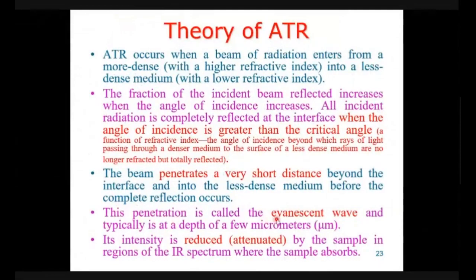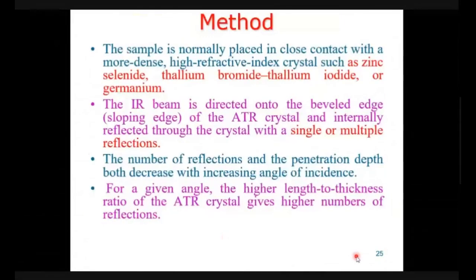This penetration is called an evanescent wave and typically is at a depth of a few micrometers. It is a very small area. Its intensity is reduced, meaning attenuated. The intensity of infrared radiation is attenuated by the sample in the regions of the IR spectrum where the sample absorbs. So only those wavelengths which are absorbed by the sample will get attenuated. All other wavelengths will get perfectly reflected. So this was the single bounce method.